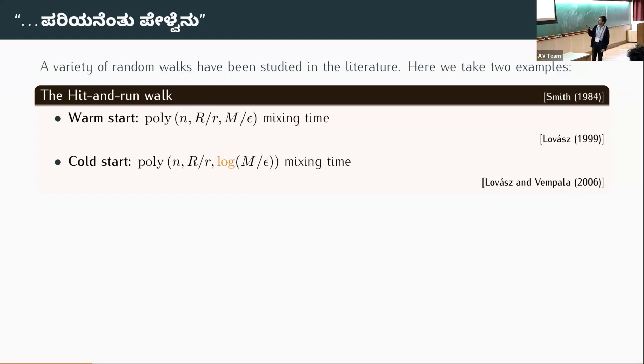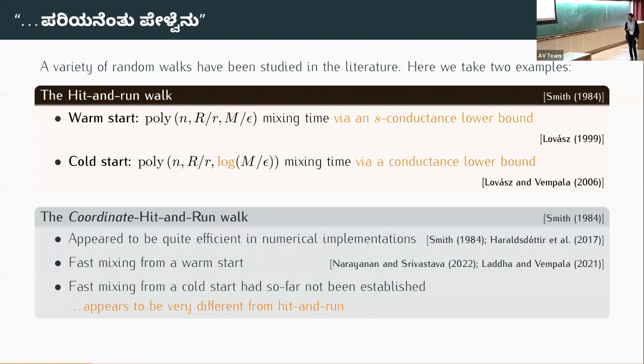We'll not look at it in detail, but it got this warm-start type mixing time. So the dependence upon the warm parameter was M. You see what was the issue. And then later on, in later work, Lovász and Vempala showed that they could also get, for the same random walk, cold start mixing time, so logarithmic in the warm parameter. Okay. So we'll come to these terms later. So this was via something called an s-conductance lower bound. This is something via conductance lower bound. So we'll see what these things are later.